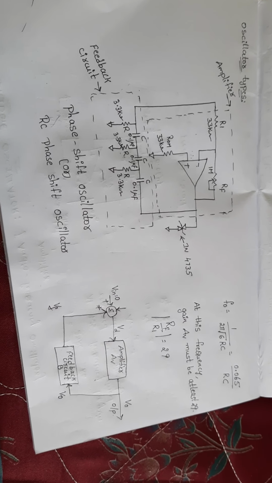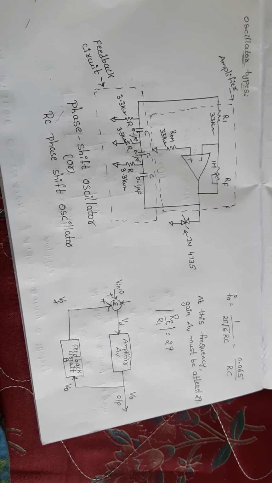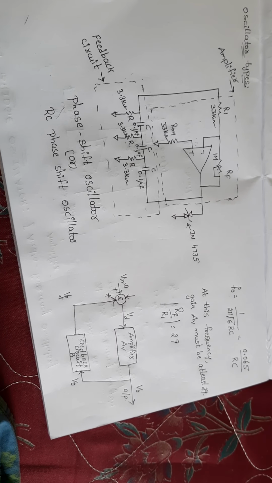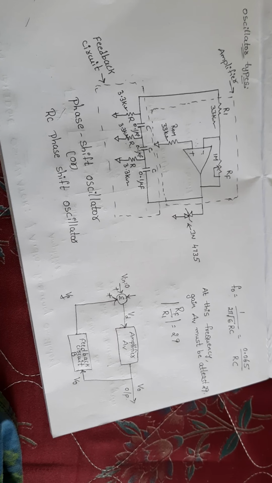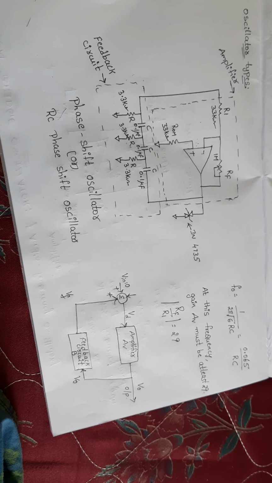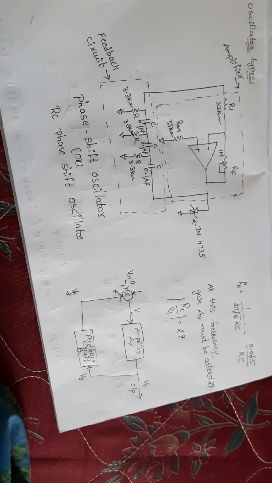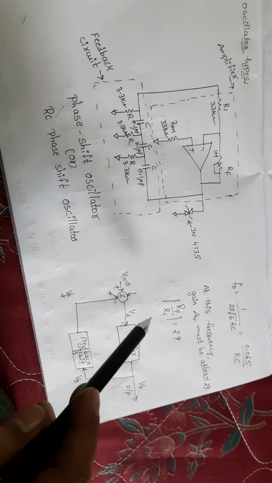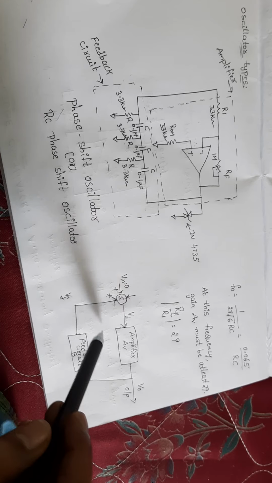Hi students, today we are going to discuss oscillators. So what do you mean by an oscillator? An oscillator is a device which produces a sinusoidal output waveform without any input waveform. This is the block diagram of the oscillator.